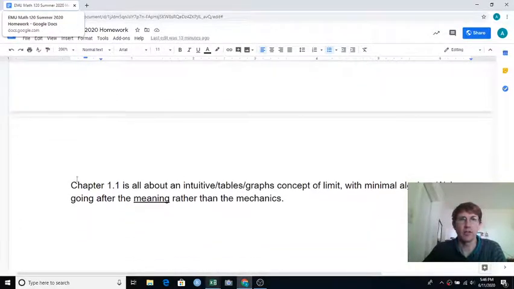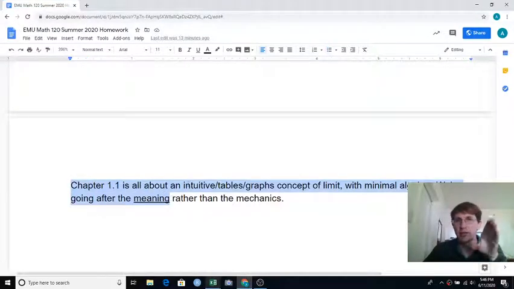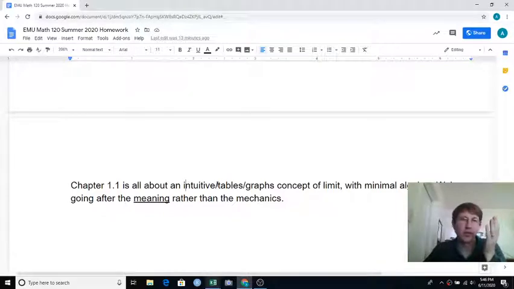Okay, so here in chapter 1.1, we're all about the meaning of limits, and we're taking an intuitive approach using tables and graphs. I'm trying to use minimal algebra, and we're not trying to do a lot of mechanics. We'll get to that later in chapter 1. But our next video, we'll look at a worksheet or handout with some examples.